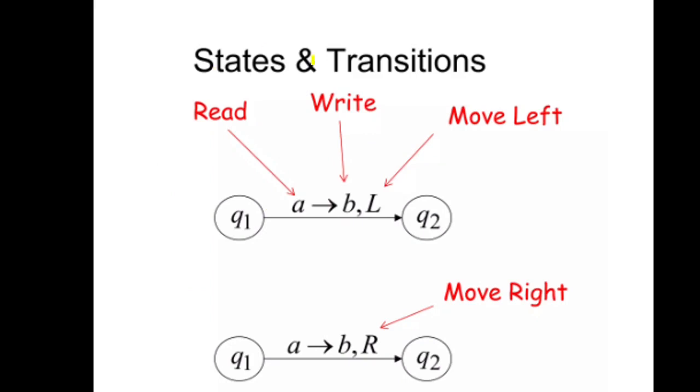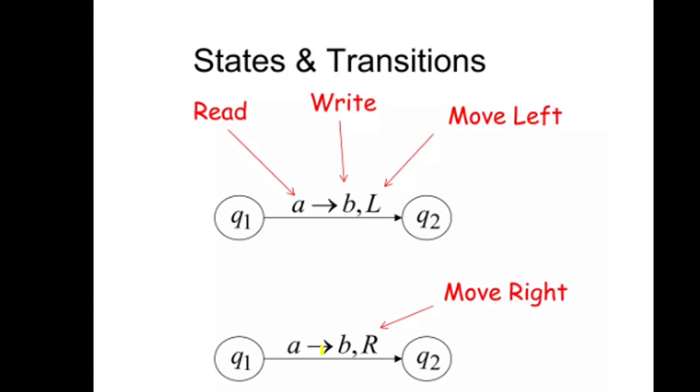Whatever the transitions going on here, the states and the transition, Q1 is the initial state. It takes the symbol A from the input tape, so it reads the symbol. After the process, the output symbol is B. It writes the symbol B to the input tape, and then it moves left. When it moves left, the state changes to Q2.